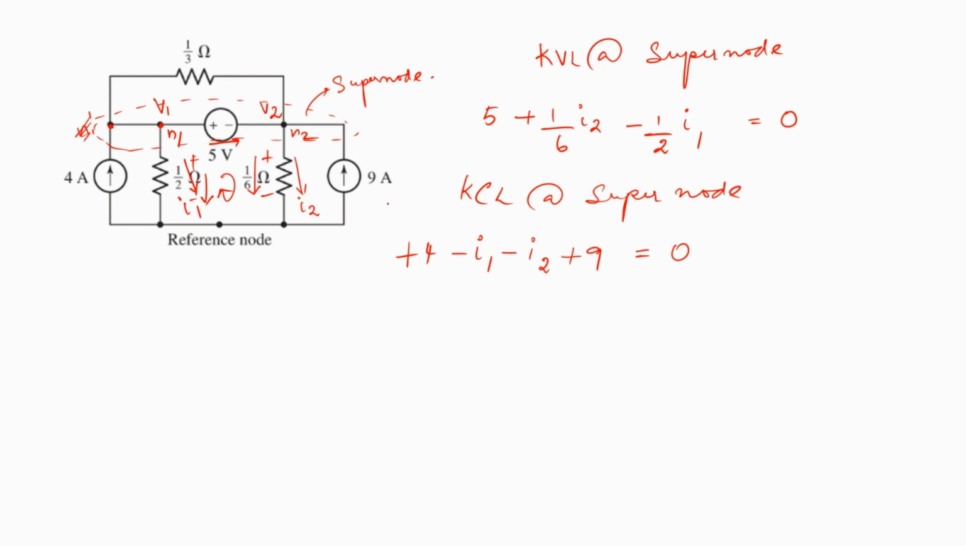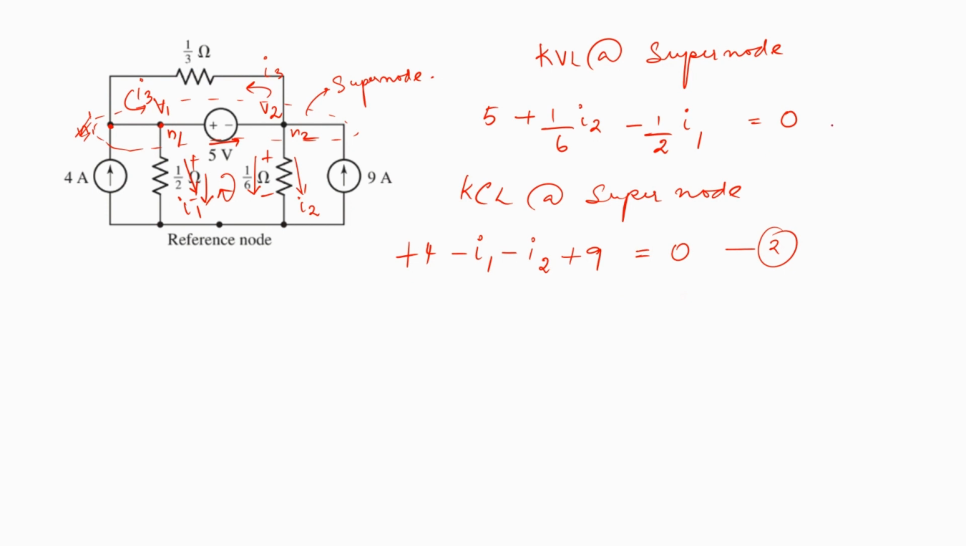If I would have considered some current, let me call it I3, say I3 is entering the node N1, then it would also be leaving the node N2. So then there would be a plus I3 and a minus I3, which would effectively get cancelled out. So I'm not considering any current as such from this particular direction. Now, this is my second equation.